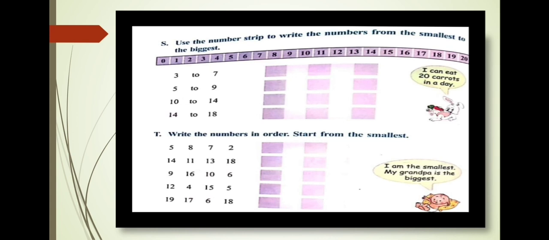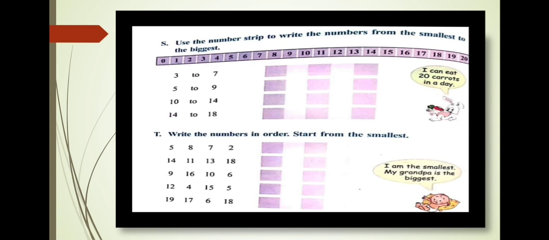Then, the number bigger than 6 is number 7. So, it will come in the second box. And the biggest number from these three numbers is 8. So, it will come in the third box. In this way, you can solve the rest of the examples.